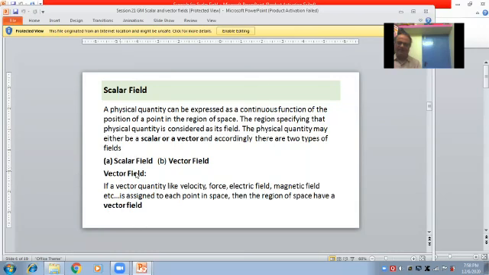Similarly, there is a vector field. In the case of a vector field, every point in that field or region has both magnitude and direction. That kind of quantity is called a vector field. And now, examples for this.